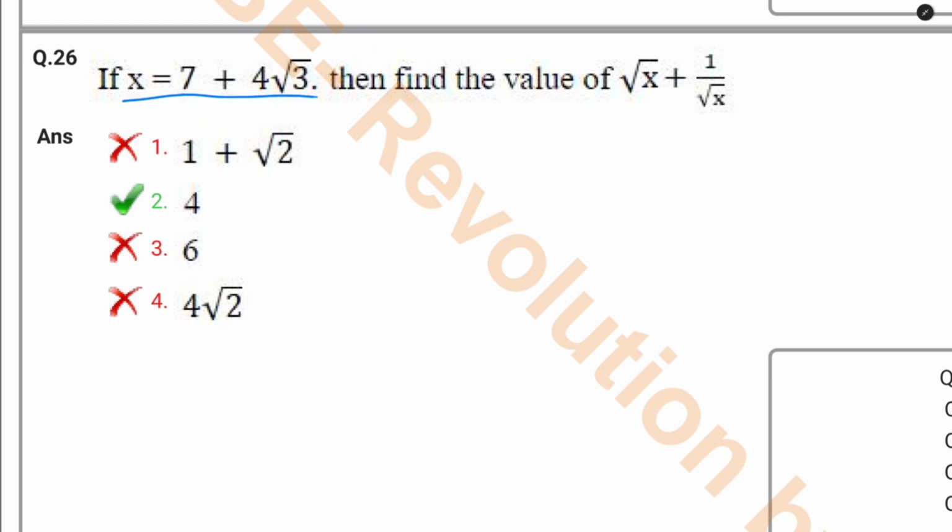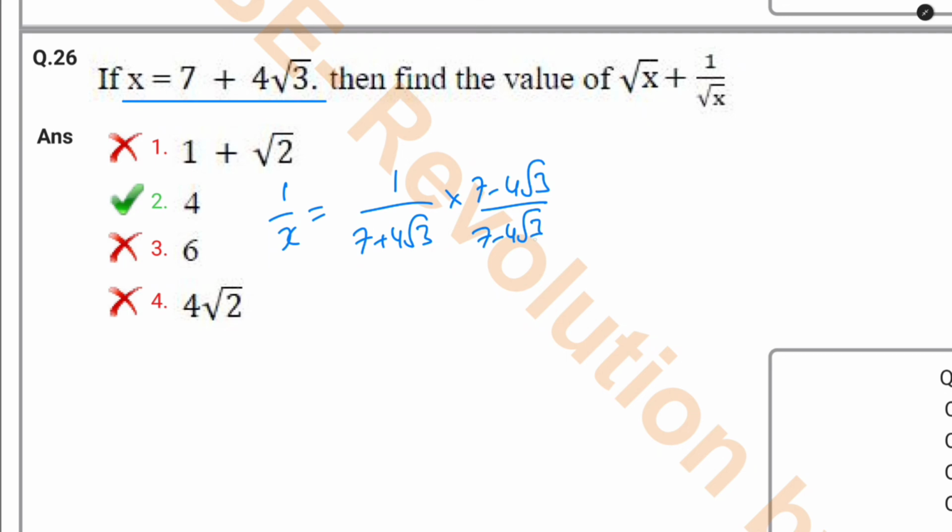If x equal to 7 plus 4 root 3, then 1 by x will be 1 divided by 7 plus 4 root 3. Componendo dividendo: 7 minus 4 root 3 divided by 7 minus 4 root 3. So numerator will be 7 minus 4 root 3. Denominator is in the form of a plus b into a minus b. 7 square is 49. 4 root 3 square means 4 into 4, 16. Root 3 into root 3, 3. So 16 into 3, 48. So this total value will be 7 minus 4 root 3.